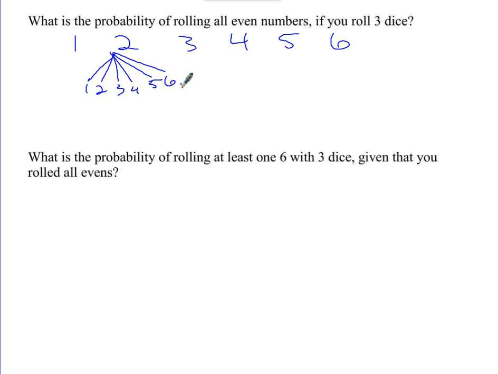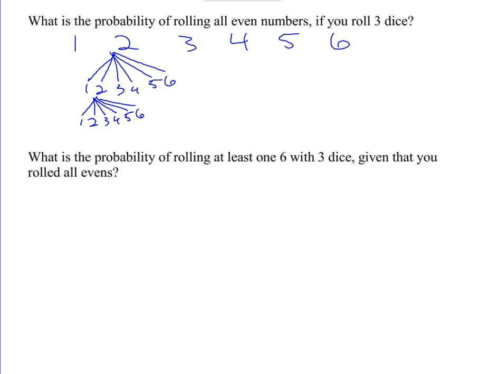But again, I want all even numbers. So if I roll a 1, that's a loser. There's no wins there. If I roll a 2, I'm good. If I roll a 3, there's no wins down that branch. If I roll a 4, I'm still good. Roll a 5, I'm automatically a loser. Roll a 6, I'm still good. So if I roll an even number on that second roll, now I can roll my third number. 1, 2, 3, 4, 5, 6. That should be enough to see the pattern.